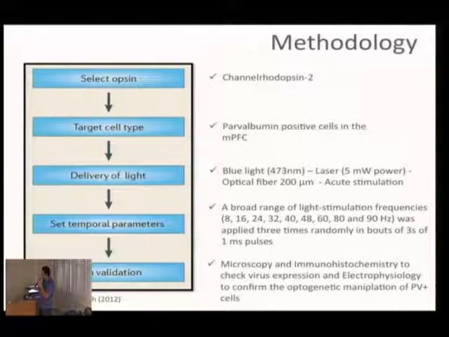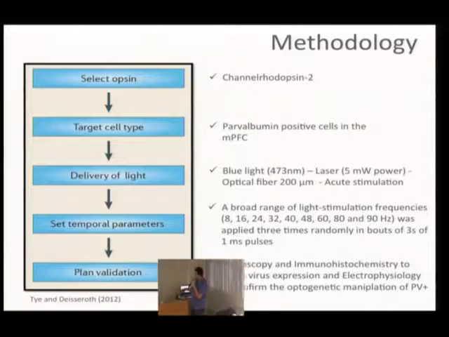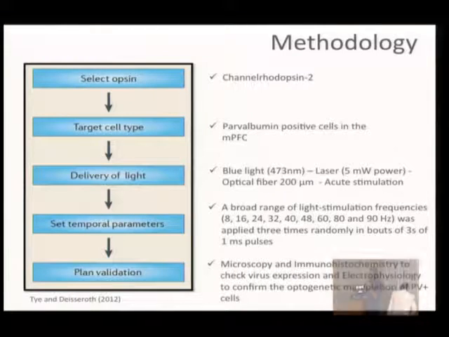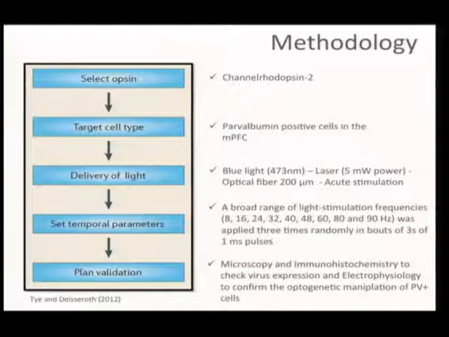Then you have to be careful in choosing the protocol for delivering the light. We chose blue light. The power is important, and the diameter of the optical fiber also. And then we set the temporal parameters, from 8 to 90 Hertz stimulation. Then you perform the validation. The validation is important: you do microscopy with immunohistochemistry to look for specificity of the transfection, and also electrophysiology to confirm the optogenetic manipulation of PV cells.